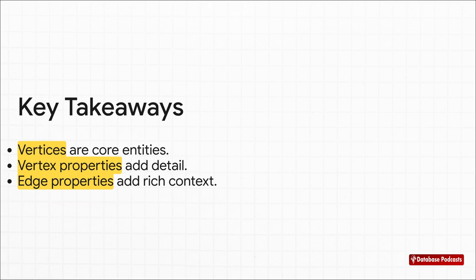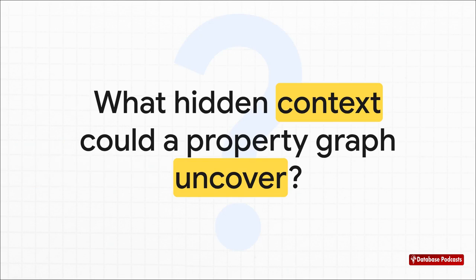So let's recap the 3 key ideas here. 1, vertices are your core data points, kind of like rows. 2, vertex properties add detail to those points, like columns. And 3, edge properties? Well, they're the real superpower. They're what adds that rich, meaningful context to the connections themselves. And that leaves us with a final question to think about. By shifting your focus from just the data points to the rich stories the relationships can tell, what hidden context, what new insights could a property graph uncover in your world?